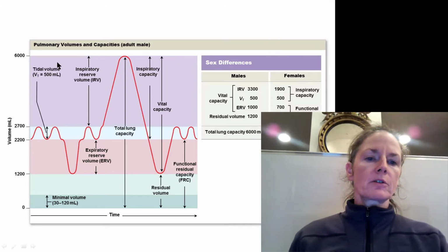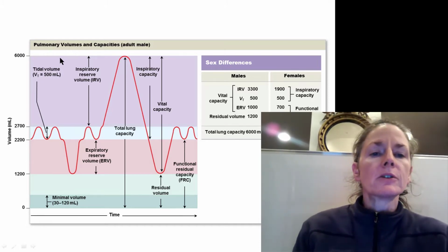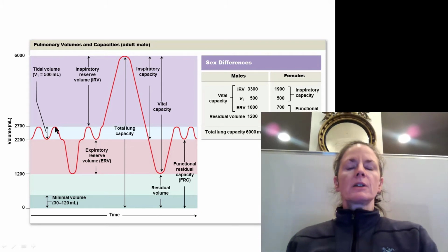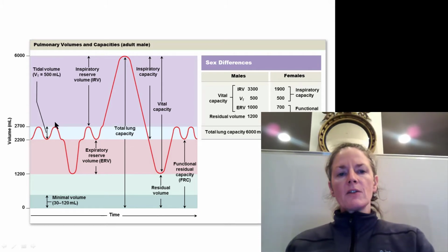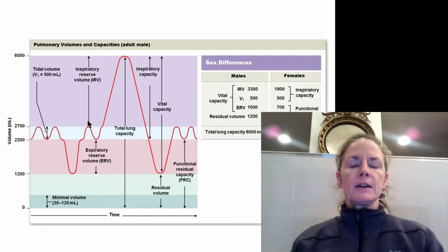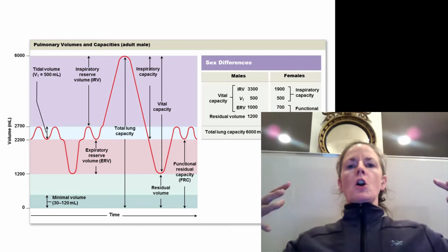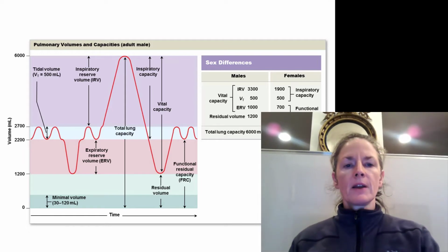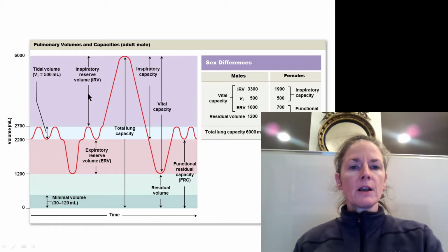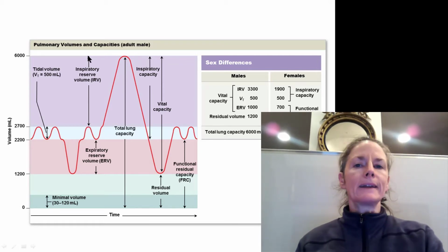And then we have another 2300, 2500 milliliters above and beyond what we would reach at the top of our tidal breathing. Now let's just say that we wanted to take the largest breath that we could possibly take. And then we would fill our lungs to the maximum capacity. This is what we call the inspiratory reserve volume. So it's the top of our breath during tidal breathing plus whatever extra we can take in.